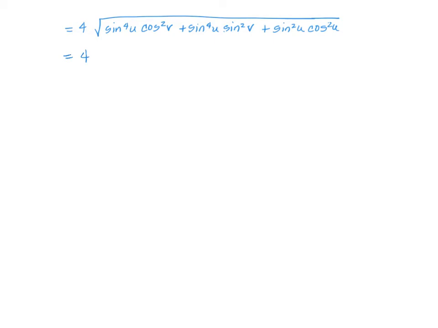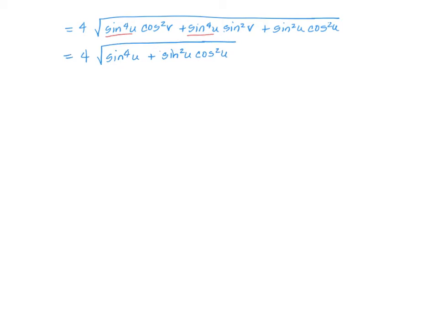Let's see, if I combine these first two, I could factor out the sine to the 4th. What's left over would be the cosine squared plus sine squared v. Those will cancel. No, I'm factoring out sine to the 4th. I'm doing algebra in my head. That's scary. And then I'd have a 1 plus sine squared u cosine squared u.